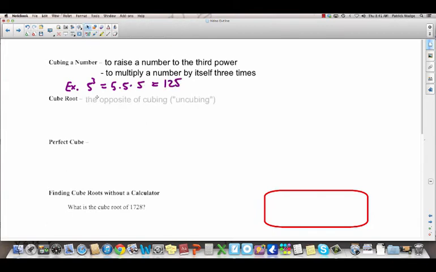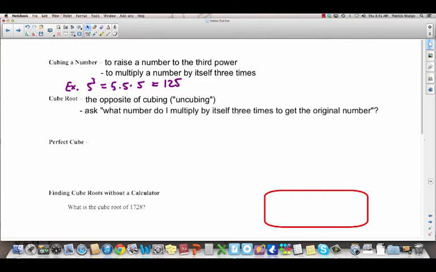Cube root. Cube root is the opposite of cubing. Or uncubing if you want. It's not a true term, but you can use it. And the question you want to ask yourself is, what number do I multiply by itself 3 times to get the original number? Notice there's the index, that little 3 out front, which has to be there with cube roots.